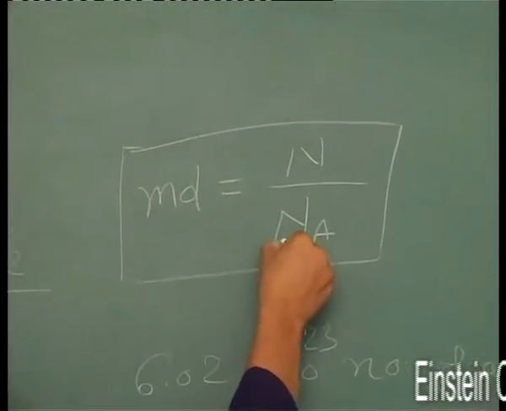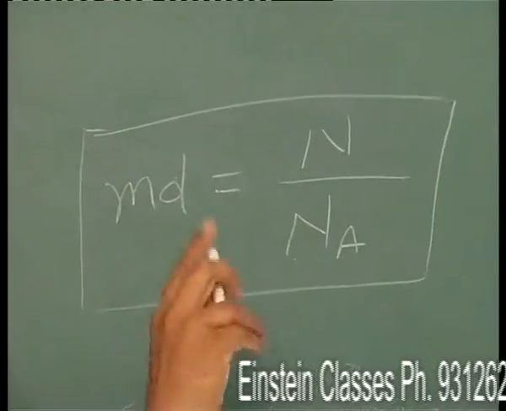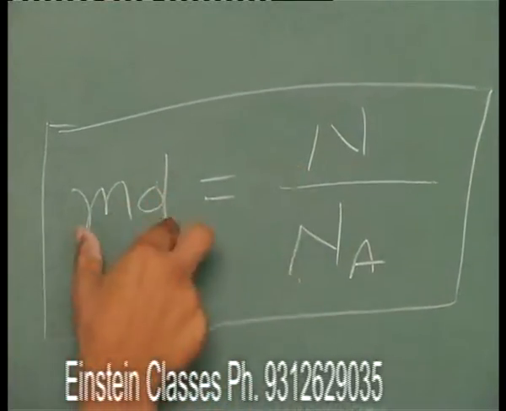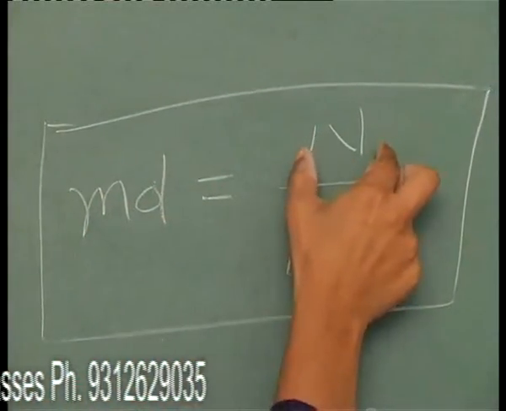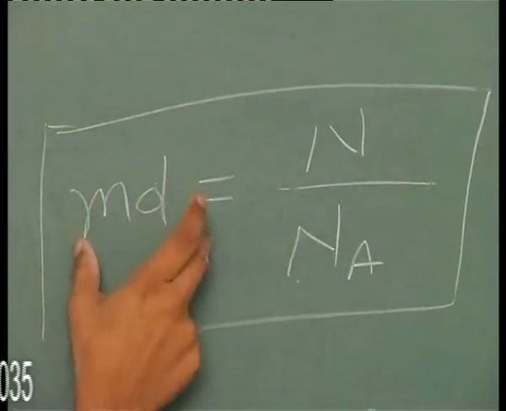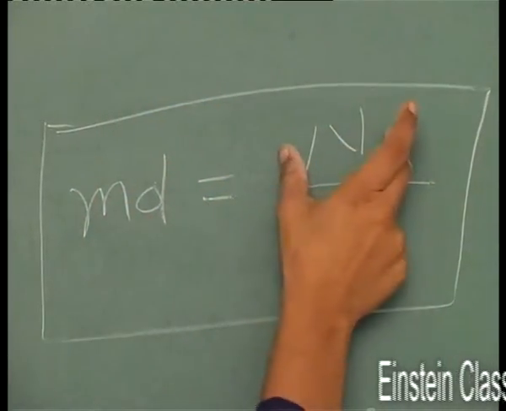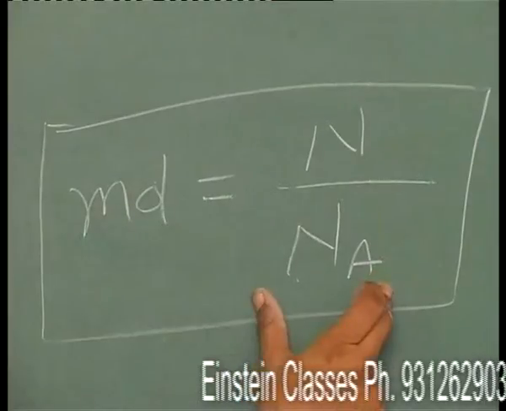Here 6 into 10²³ is always constant. There are only two variables. One is mole and the other is the given number of atoms. If we need to calculate mole, then the given number of atoms is divided by the Avogadro number.